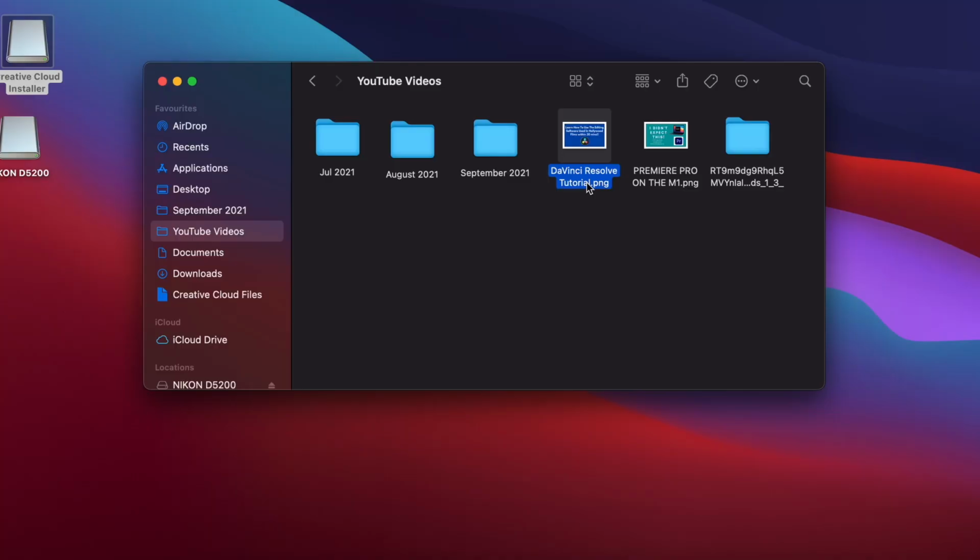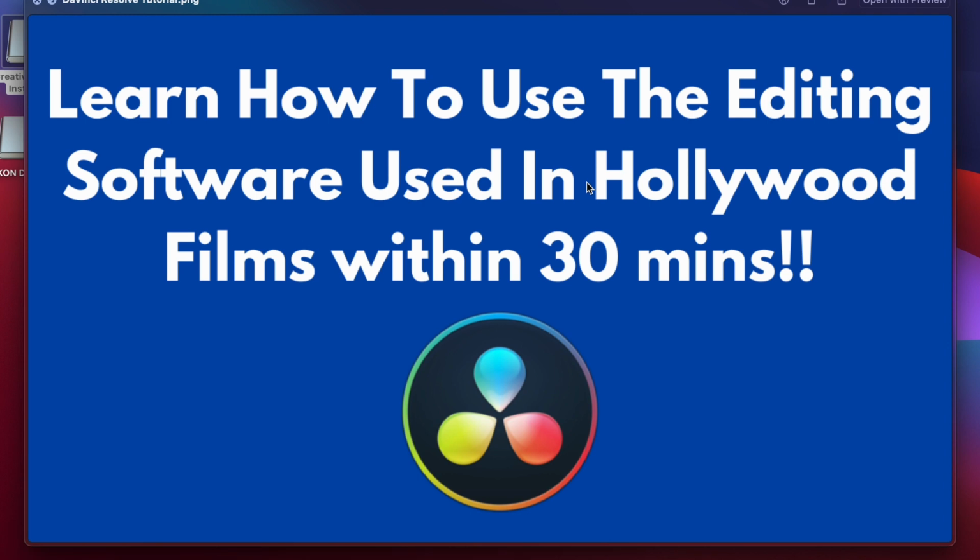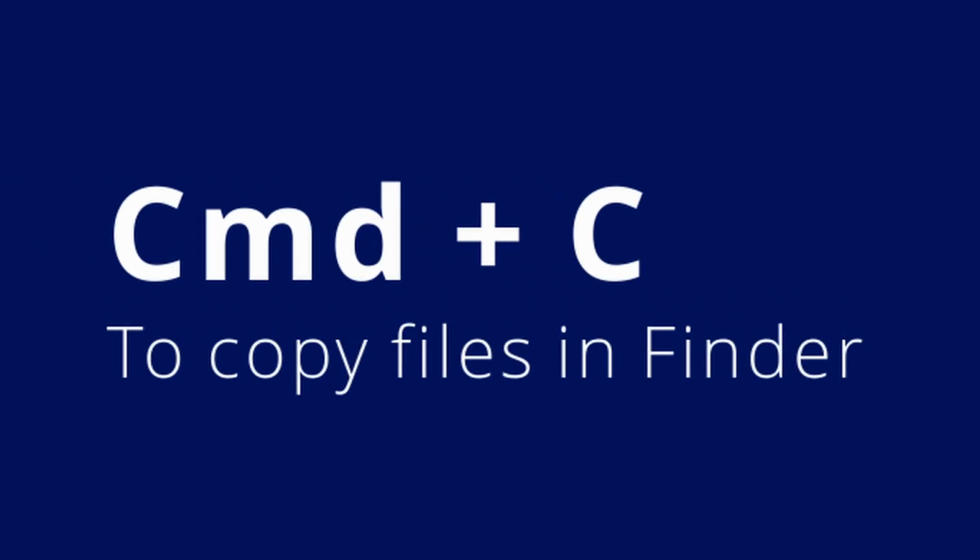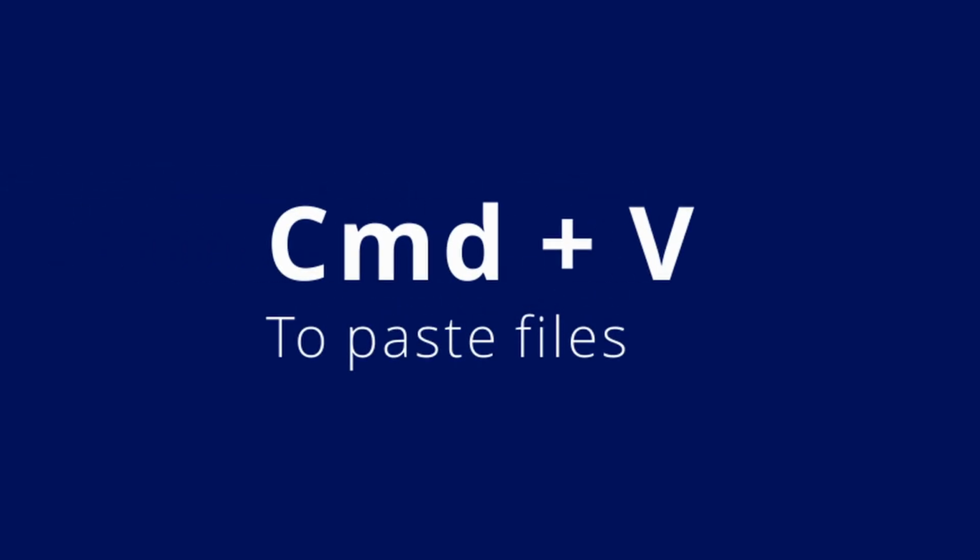But on a Mac, there is a very cool feature called Quick Look. So just select the photo or the video which you want to view and press the spacebar on your keyboard. For copying files in Finder, press Command C, and for pasting them, press Command V on your keyboard. But when it comes to cut and paste, things become a little different.